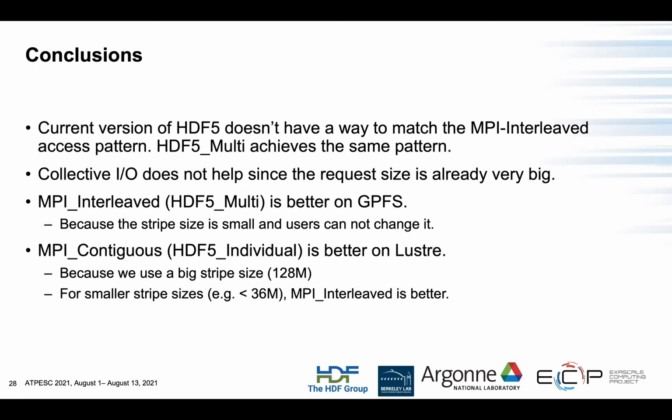You can also, in order to match what the MPI was doing for the hack, we had to introduce a new HDF5 multi functionality that can mimic it and controls where in the file the layout of each variable is written. We didn't see much change with collective IO; it didn't really help because the request sizes are already pretty big. For MPI interleaved, it was better on GPFS, and for MPI contiguous, as I mentioned before, it was better on Lustre.